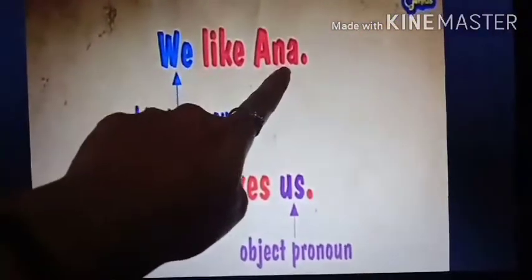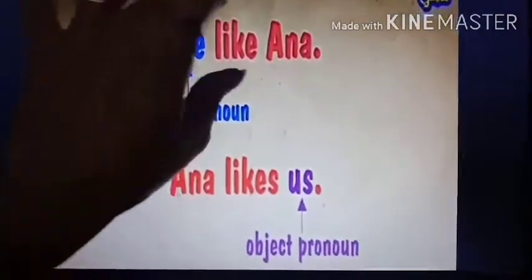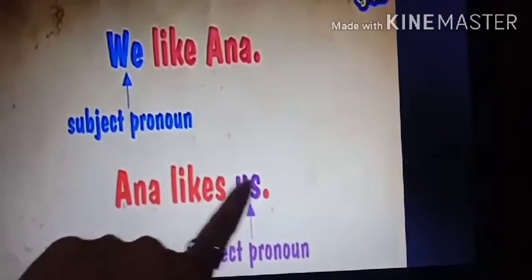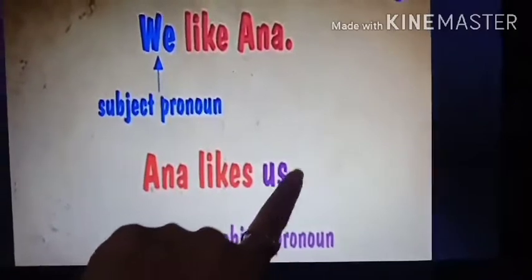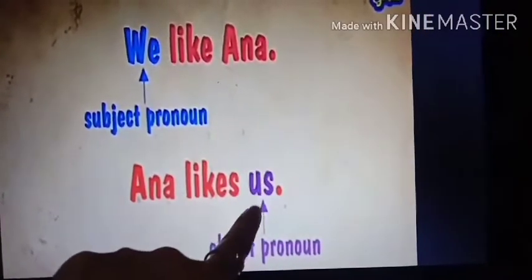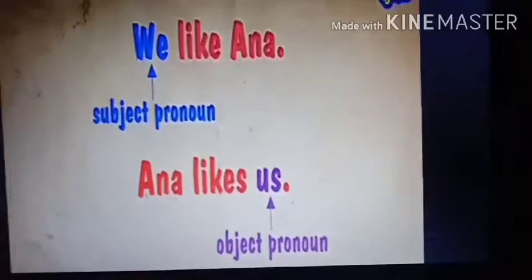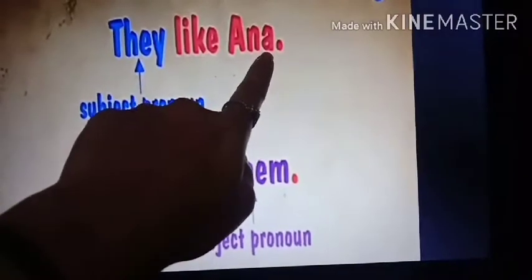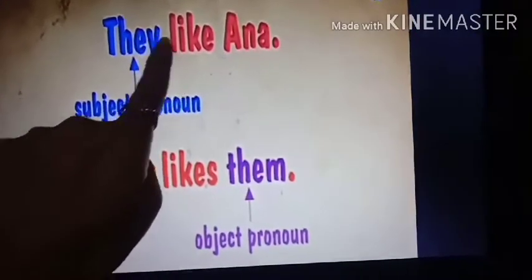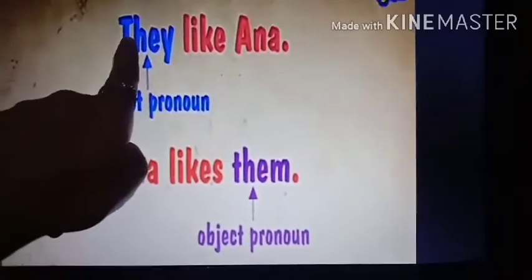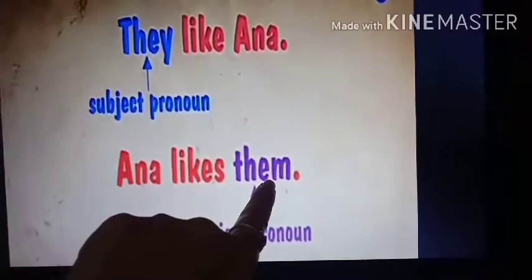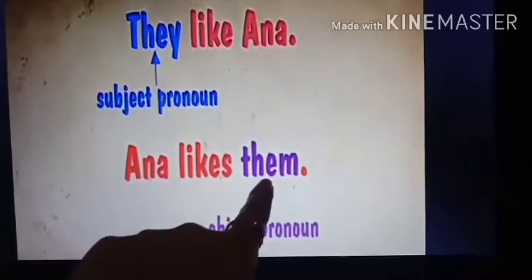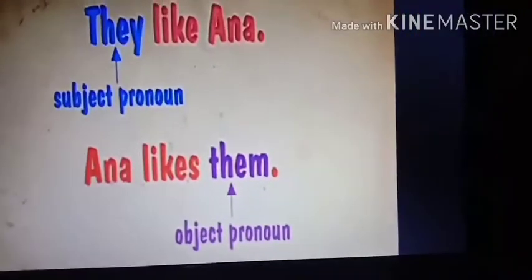We like Anna. Who is doing the action? We. It is before the verb, so it is called the subject pronoun. Anna likes us. Likes whom? Likes us. So us is the object pronoun. Us is receiving the action and it is after the verb. They like Anna. Here who is doing the action? They. And it is before the verb, so this is the subject pronoun. Anna likes them. Likes whom? So them is after the verb and it is the object pronoun.